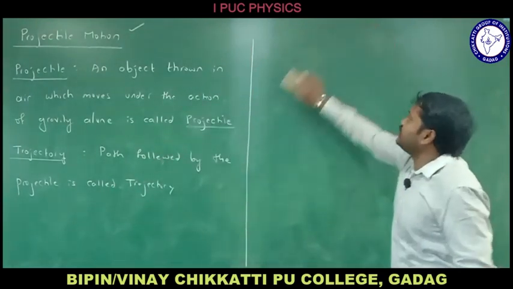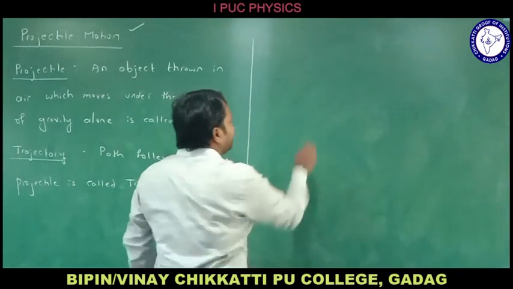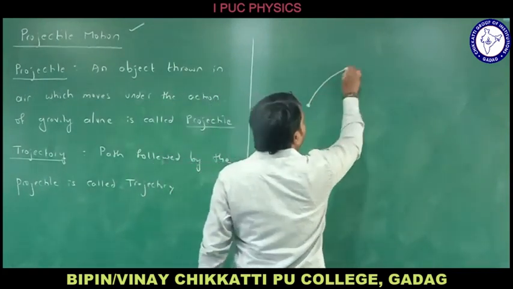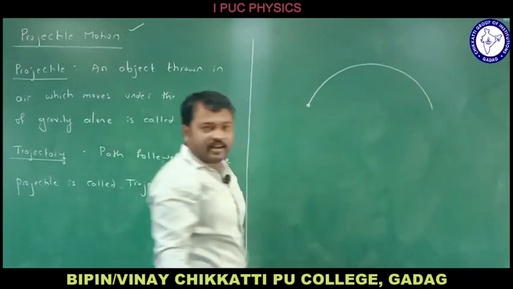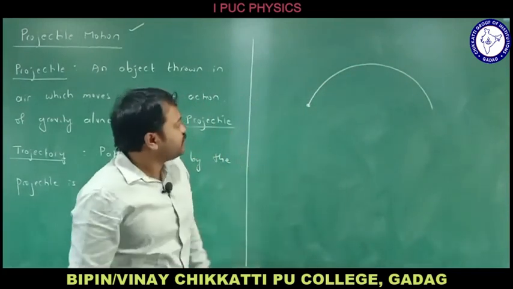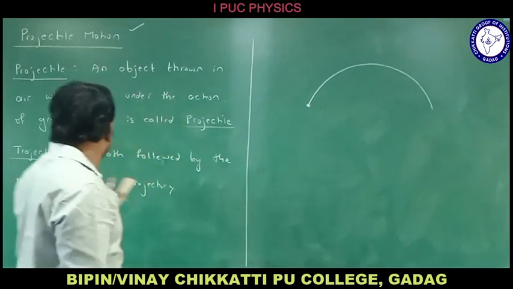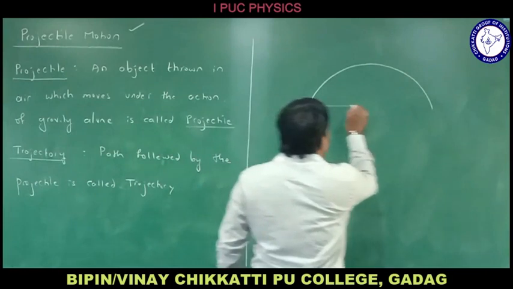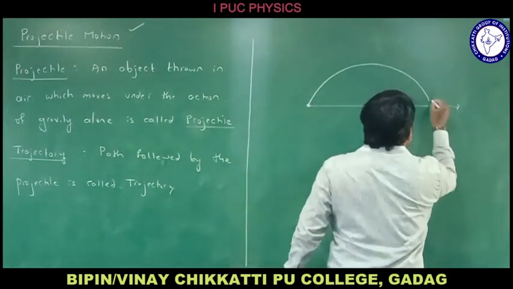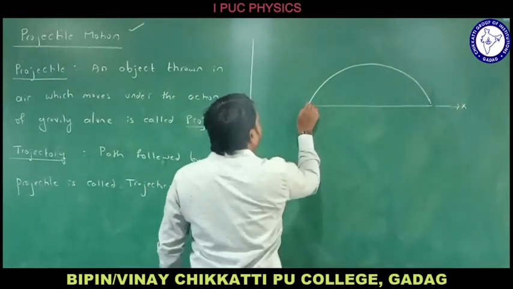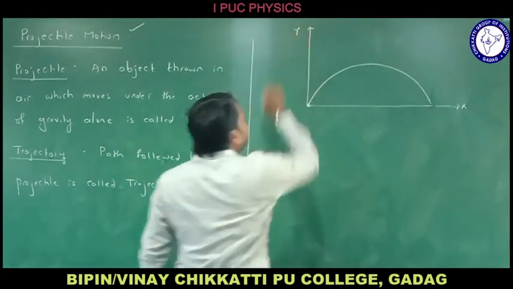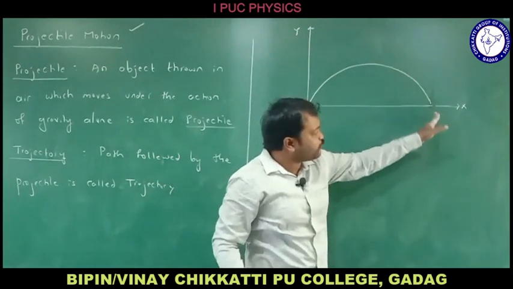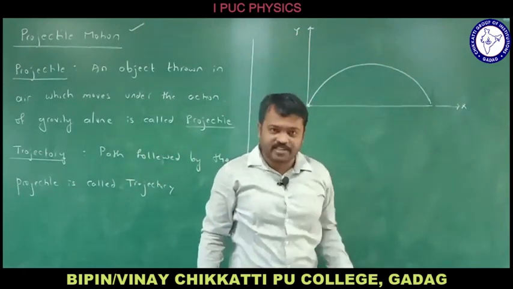Okay, let me take an example and check it out. There is a ball here. If you kick this ball, it moves like this, reaches this point, and comes down like this. If this is the projectile and this is the trajectory, let me put the axes here. Let me take this as the x axis and this as the y axis. I'm kicking a ball, it moves in a projectile motion and comes back to the ground itself.